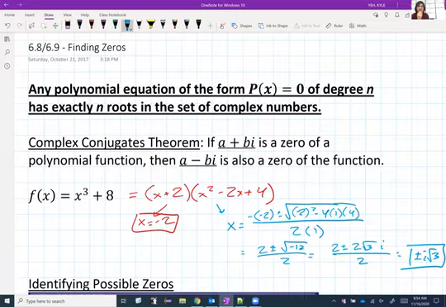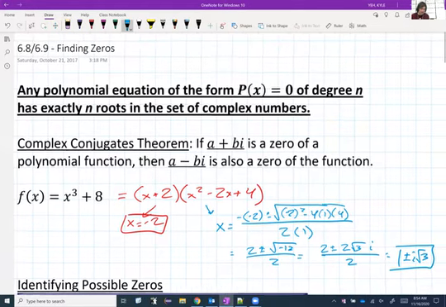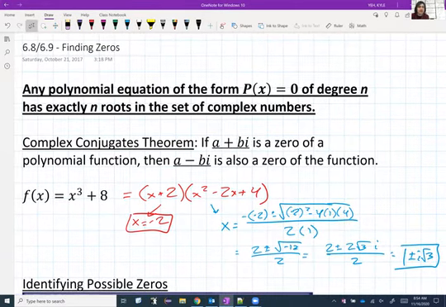On the screen here, I have a problem that I worked at the end of the 6.6 video, solving x cubed plus 8. It was a sum of 2 perfect cubes, so I used that formula and got x equals -2 in red, super easy. The other one, in the 6.6 video, I used completing the square. Here, I just wanted to demonstrate we could use the quadratic formula. If you look at the work there, you'll notice we end up with 1 plus or minus i root 3.